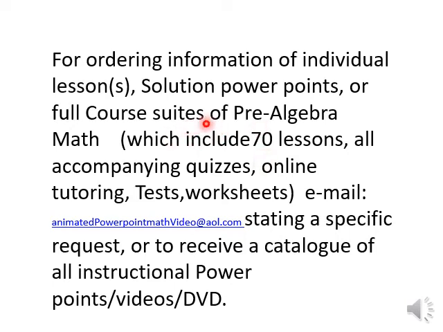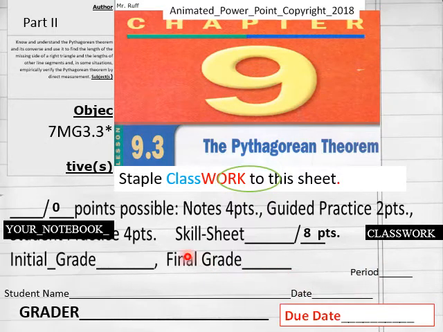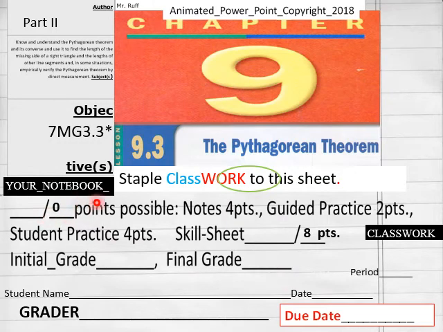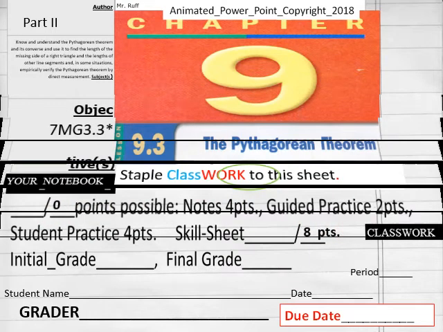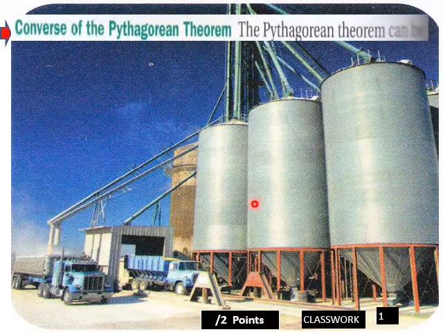Hello everybody, we're getting ready to do lesson 9.3 part 2 pre-algebra math today, and for 9.3 part 2 you have 8 points here on your classwork sheet. Have that out. Name, date, period, students in my classroom, due date here, onliners, homeschoolers, and no points for your notebooks, so it's all classwork today. And let's go right into our first page here.